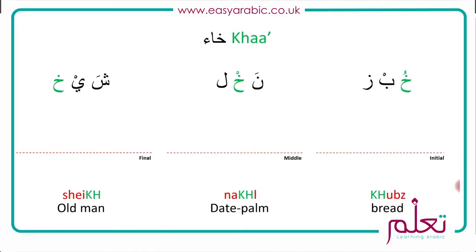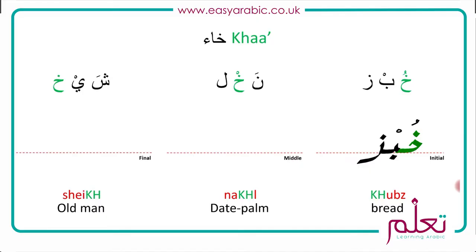Next we have the letter Kha. So the first word is khubz, which is bread. So the first letter is Kha. We have the Ba and the Za. That's khubz.